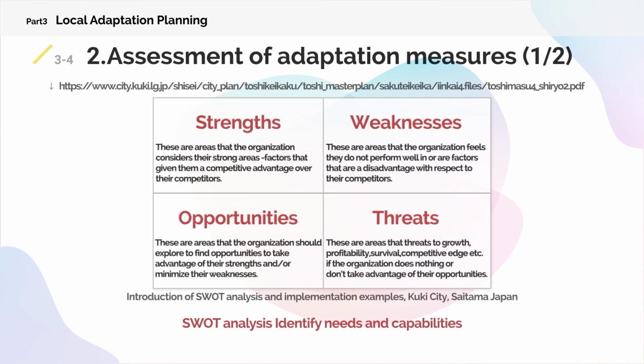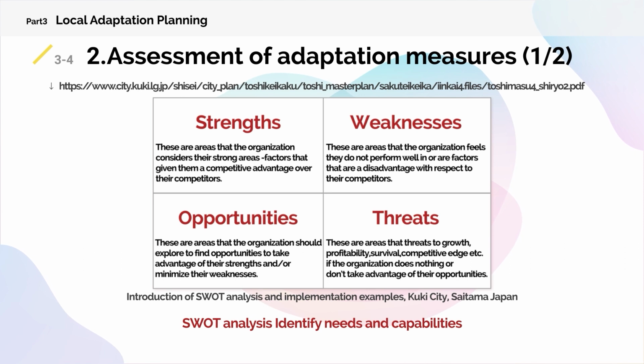The next step involves assessing adaptation measures. Local governments and communities need to assess which potential climate change adaptation measures best fit local needs and capabilities, using decision-making methods commensurate with their circumstances and climate change.